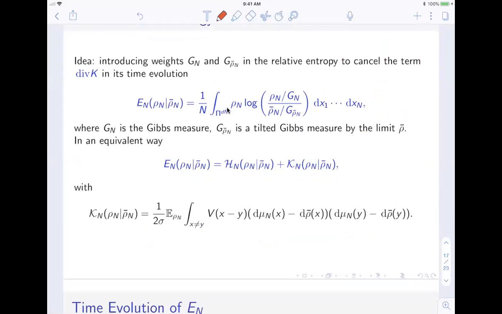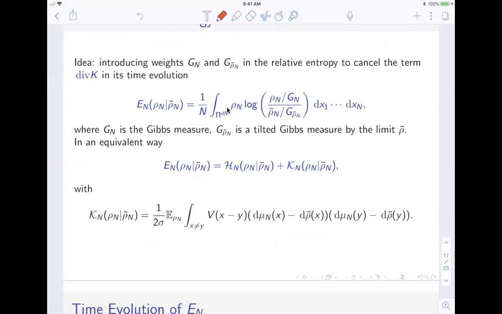So the new part is, we introduce weights in the modulated free energy. We add them together. If we expand this, what's that? The first part is the relative entropy, and this part, G_N is actually a Gibbs measure, and G rho_N bar is the tilted Gibbs measure, tilted by rho bar. If we expand this out, what we really get is just this. Those parts are the modulated potential energy. You just see this, it's just Serfaty's.